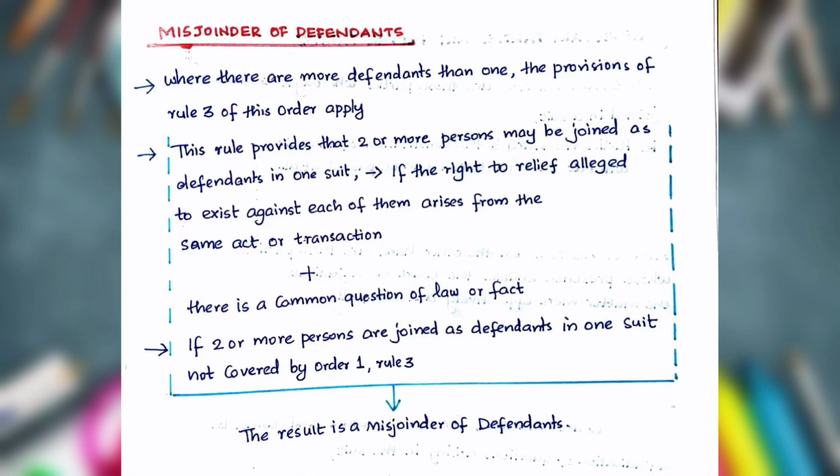Now let us know what is misjoinder of defendants. When there are more defendants than one, the provisions of Rule 3 of this order may apply. This rule provides that 2 or more persons may be joined as defendants in one suit if the right to relief alleged to exist against each of them arises from the same act or transaction and there is a common question of law or fact. And if 2 or more persons are joined as defendants in one suit not covered by Order 1, Rule 3, the result is a misjoinder of defendants.